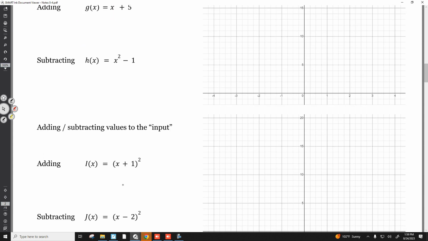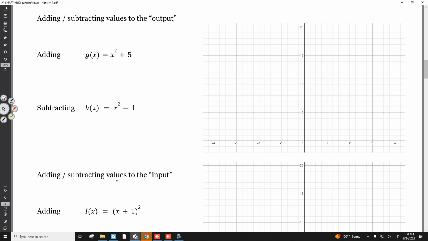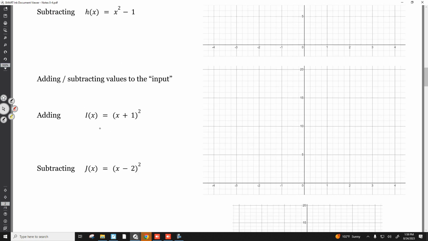So tell your neighbors, because this is review and you've done this before: what happens if you add numbers to x squared like this versus what happens when you add numbers inside x? You guys remember this? You remember this? Well, what do you guys think?